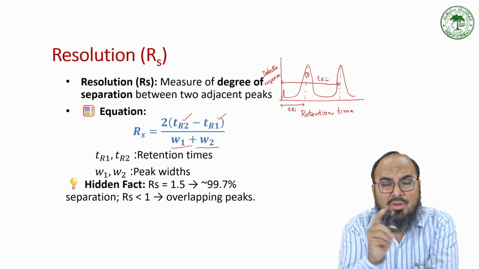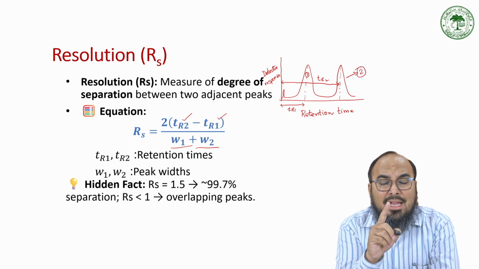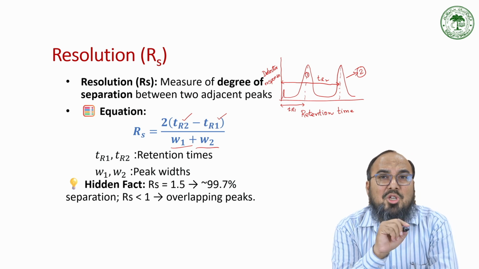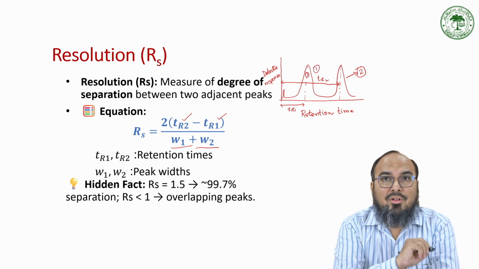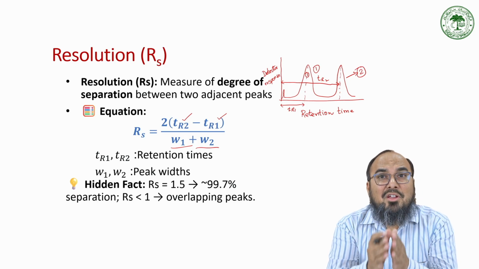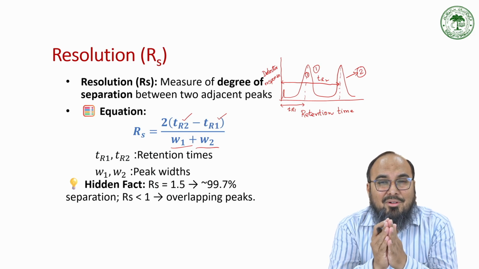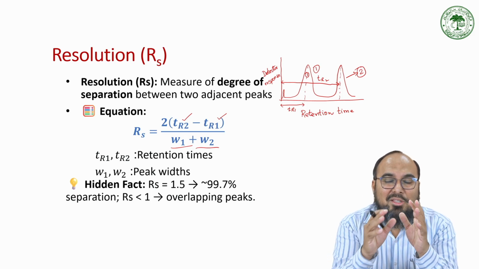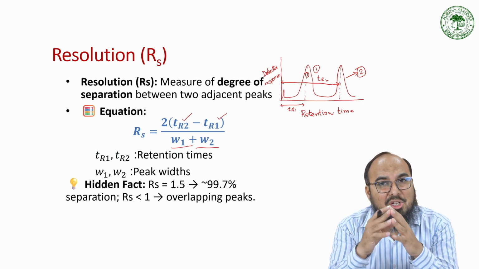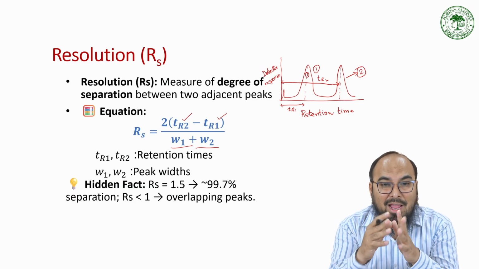Now this TR2 tells you that component 2 is eluting at a later time. That means component 2 has a stronger interaction with the stationary phase as compared to component 1. Or in other words, component 1 has a stronger interaction with the mobile phase or the eluting solvent. So how can you define component 2 and 1? Component 2 is that component which has the highest interaction with the stationary phase, and component 1 is that component which has the highest interaction with the mobile phase.